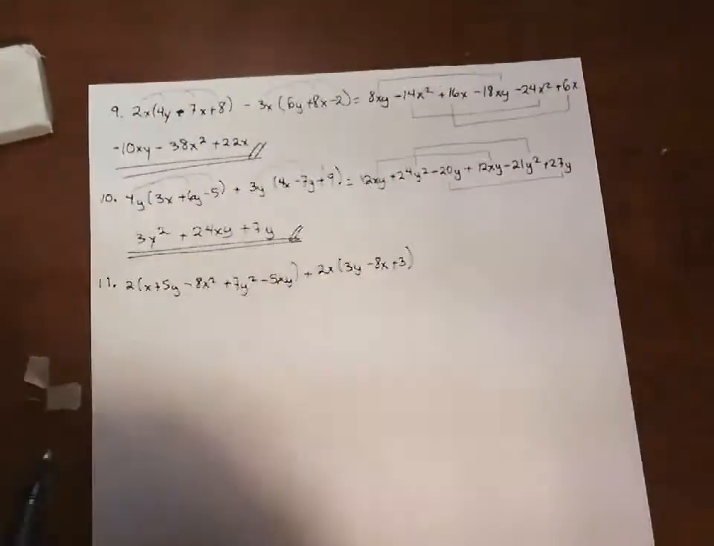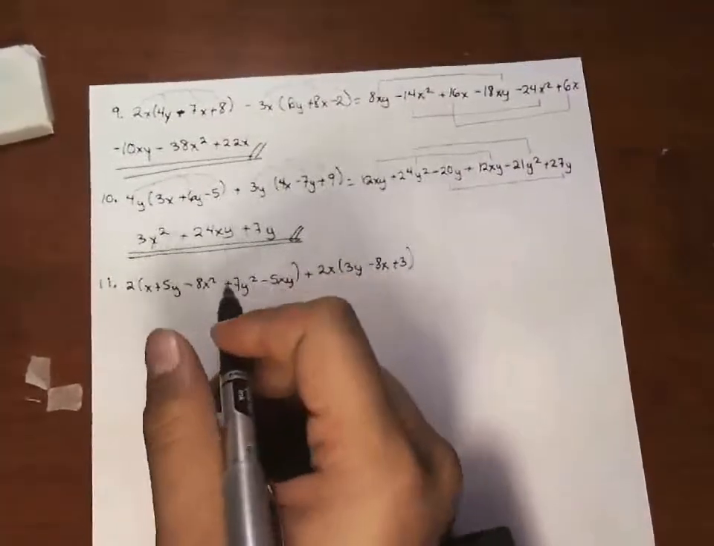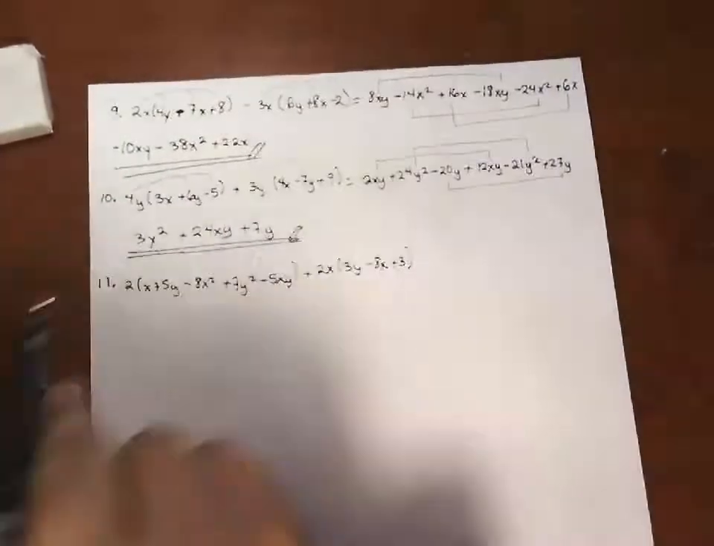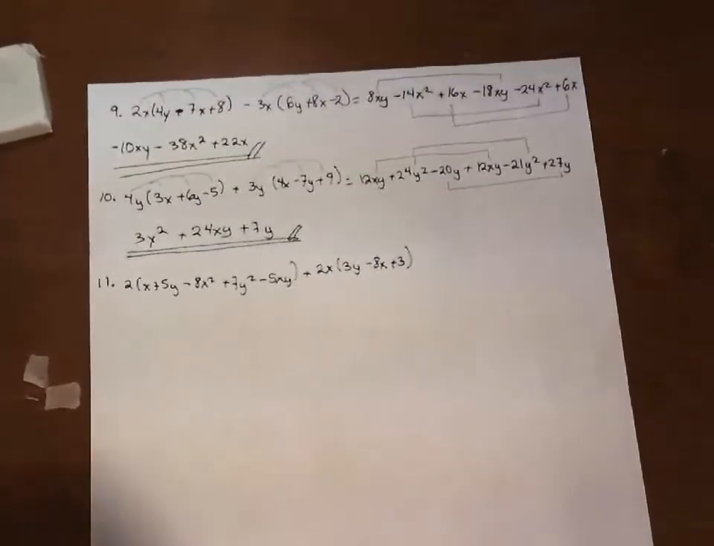Number 11. So, once again, we look inside the parentheses. We cannot solve for either of the parentheses, so distributive.